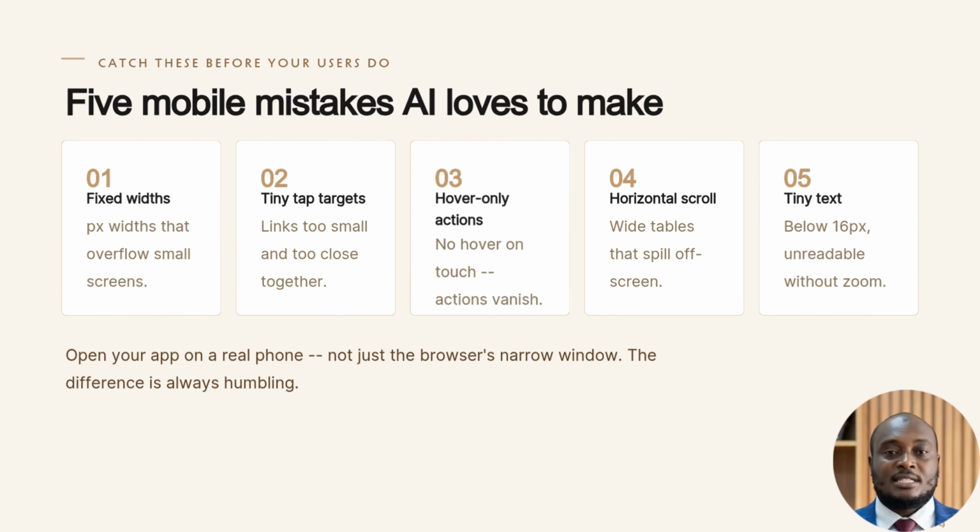These 5 are the mistakes I see most often in AI-generated mobile layouts, so learn them by sight. Fixed pixel widths that overflow small screens, tap targets that are tiny and crammed together, actions hidden behind hover, which simply doesn't exist on touch, horizontal scrolling from wide tables, and text below 16 pixels that nobody can read without pinching. Here's the honest test. Open your app on a real phone, not a narrow browser window. It's always a little humbling and always worth it.